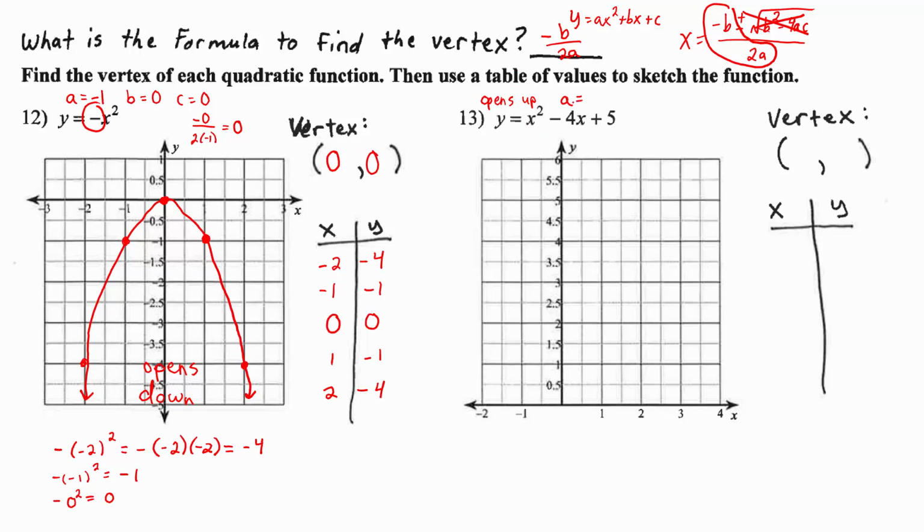So on this one, a is the number in front of x squared, which is 1. B is what's in front of x, which is -4. C is our number left over, which is 5. And we're going to plug this into negative b over 2a. So a negative, negative 4, because b is negative, but our formula has a negative, over 2 times 1 gives us positive 4 over 2, which is 2.